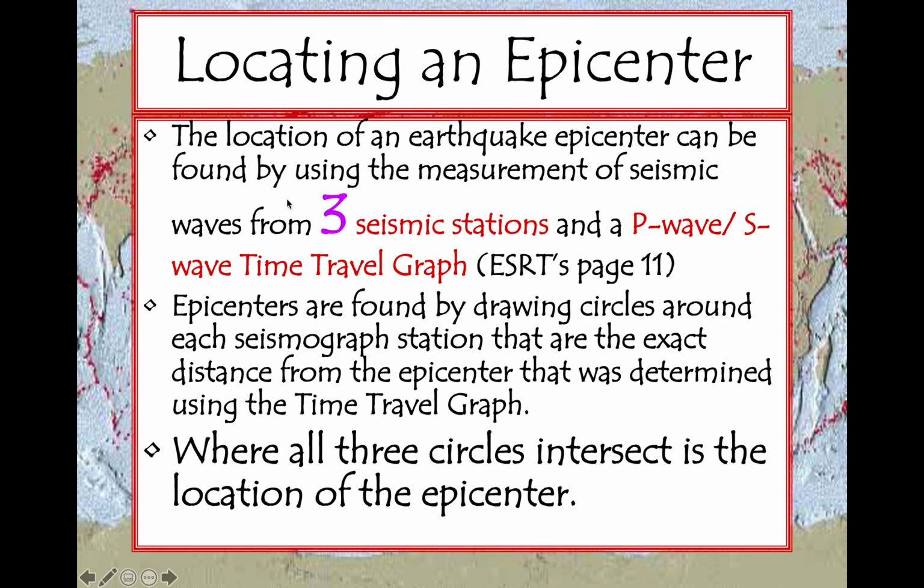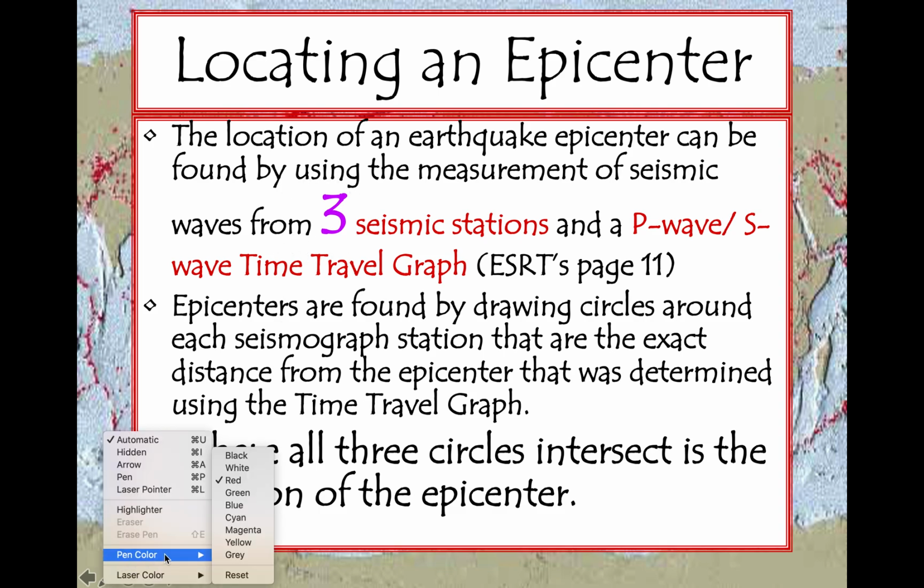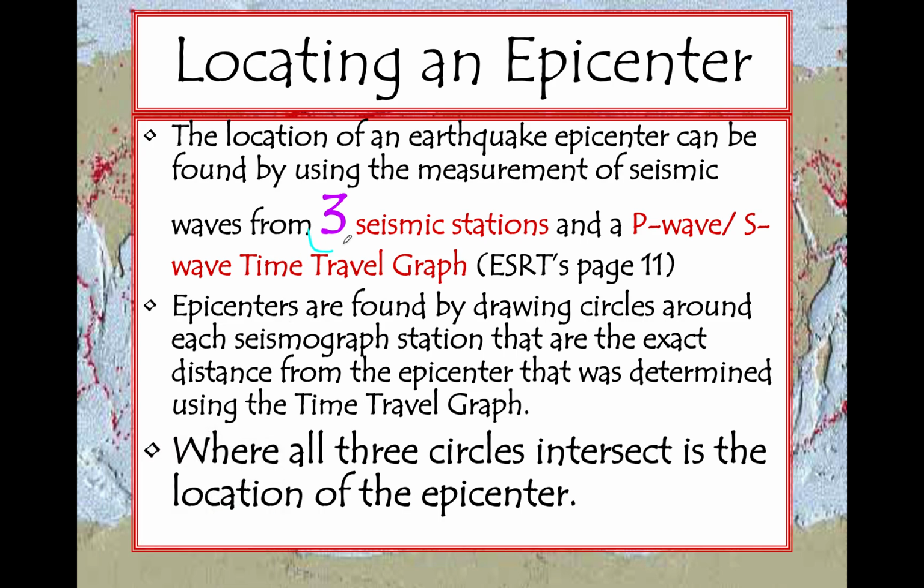So what do we need to know? To locate an epicenter, you need to measure the seismic waves recorded at 3 different seismic stations. And you need a P and S wave time travel graph, which is the ESRT's page 11. Look at that number right there, that number 3. Everyone see how that is a special color? That is purple. You need 3 seismic stations to do this. Not 1, not 2, but at a minimum 3. More is better, less is not okay. And you're going to learn why that is in a second.